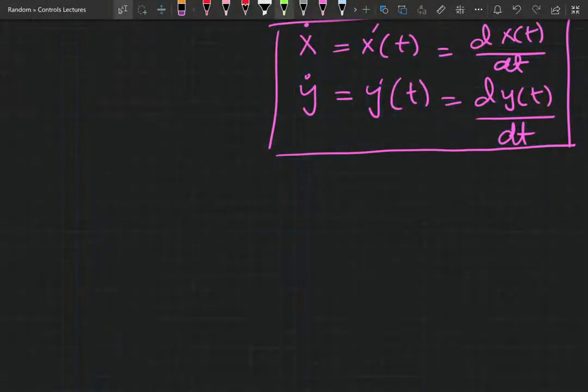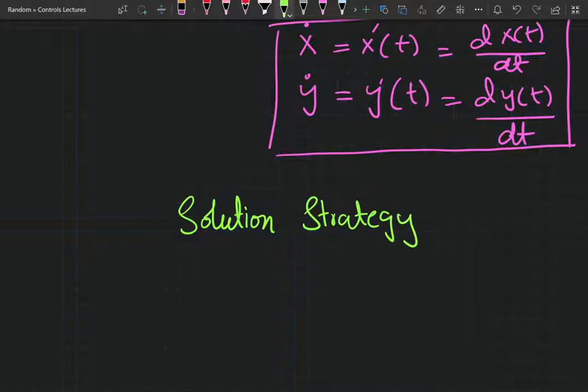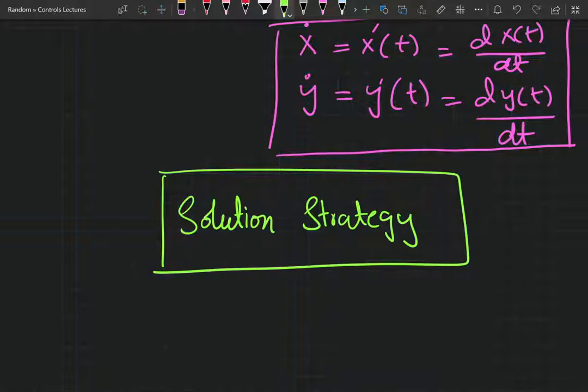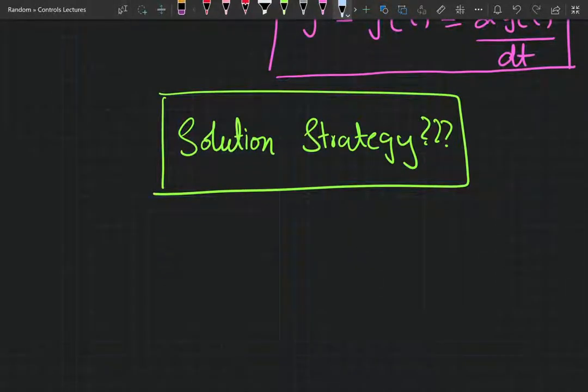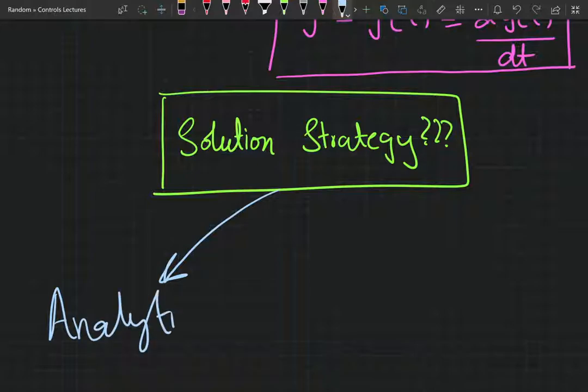So we have our model, and now we need to find a solution strategy. Our model is no good if we cannot figure out how to solve this, right? Like I mentioned previously, there are going to be two main approaches. One shall be analytical, and the other shall be, some of you have already guessed it, numerical.